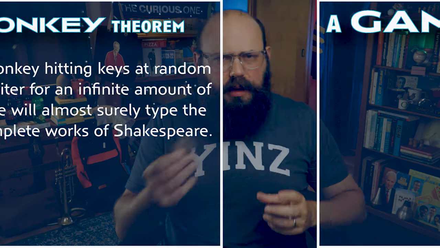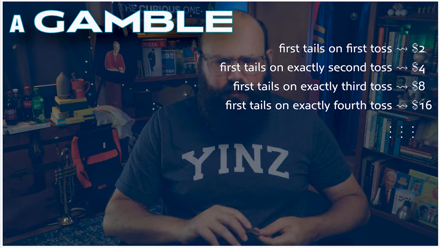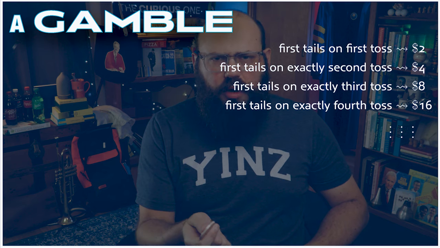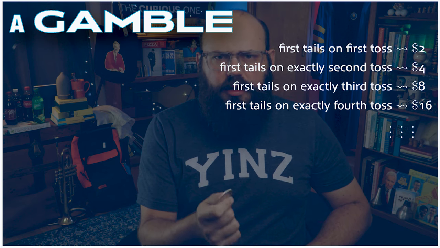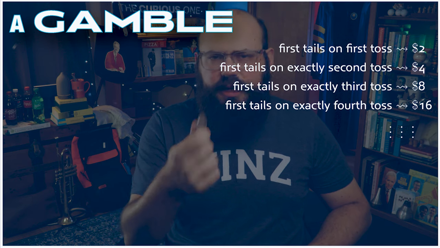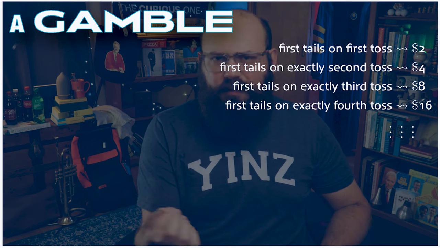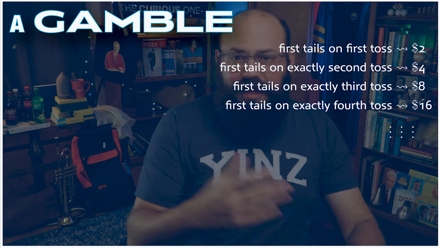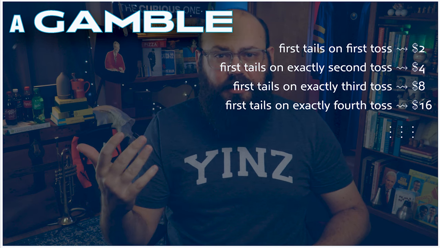So this game is straightforward. If you get tails the first time, $2. If you get tails the second time, $4. Tails the third time, $8. So it's pretty good. You can't lose this game. The worst you could do is get $2. If you have like a 50-50 chance of that happening, right? So that's way better odds than you would get from the state, right?